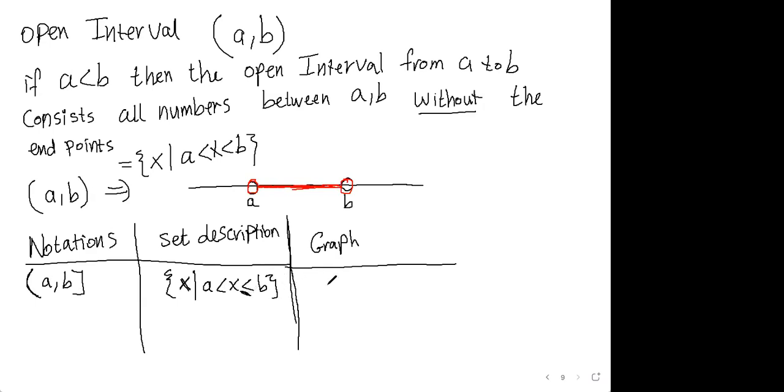How can we graph this one? We have a line. A is open, but B is closed. And we have everything between them, both included.